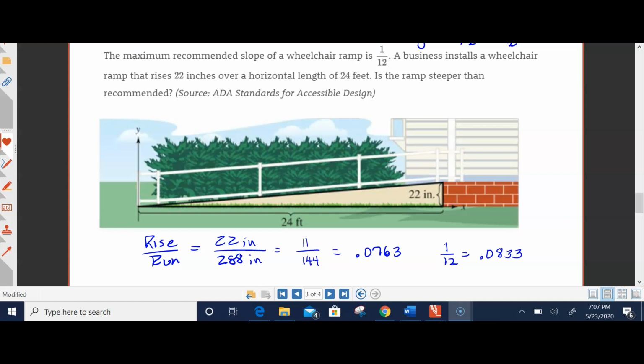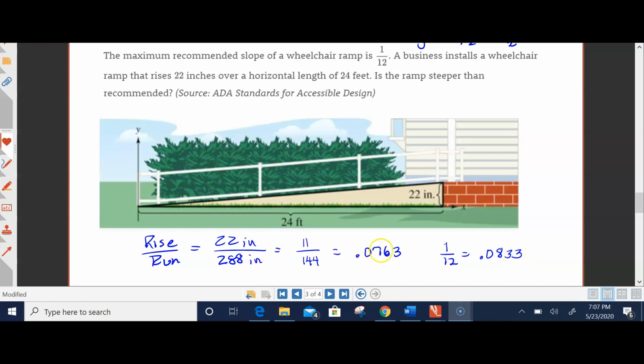So my rise is 22 inches. My run is 288 inches. That reduces to 11/144, or we can convert it to a decimal by dividing those two out and get 0.0763. So this ramp has a slope of 0.0763. The maximum recommended slope is 1/12. Well, if I looked at 1/12 in terms of a decimal, it is 0.0833.